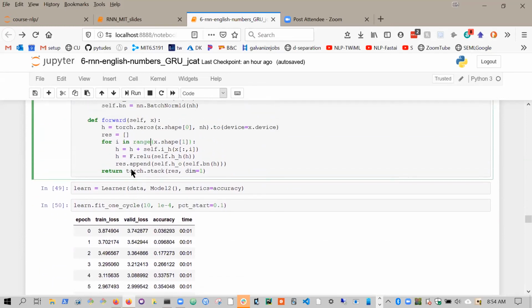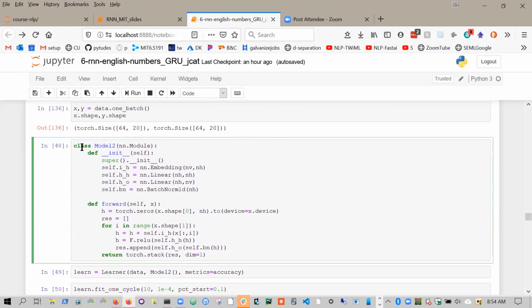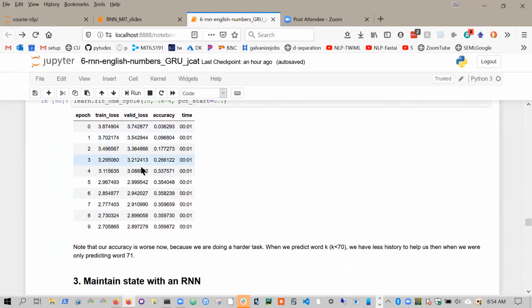We won't have time to go through the details of how he did that, but if you stare at this closely, you'll see that it's a modification of model 1 that allows you to predict more than one next token. So then we do that. We can train for 10 times, and we see that our accuracy isn't as good as it was before, when we were only trying to predict the next token.